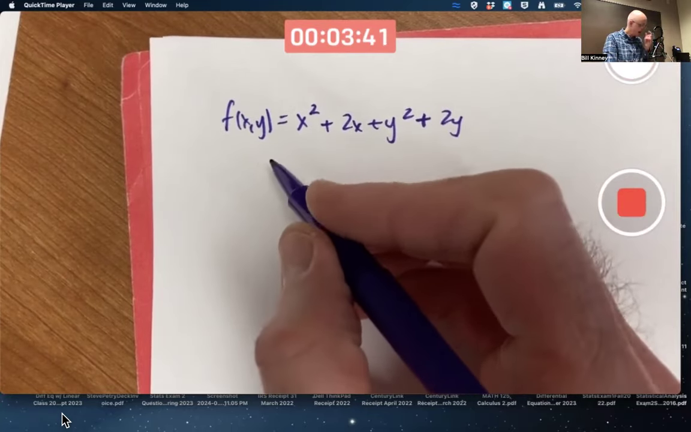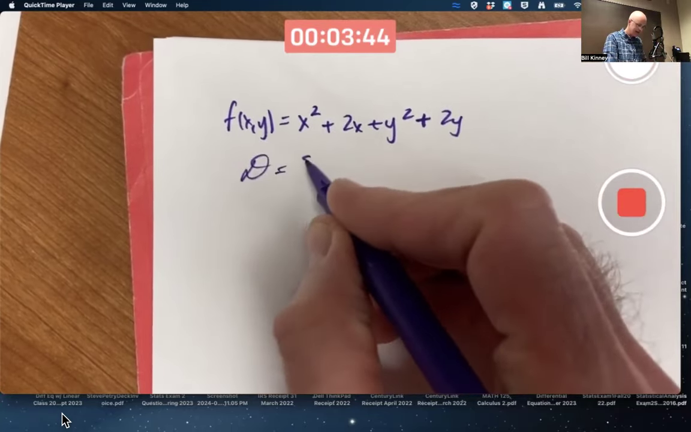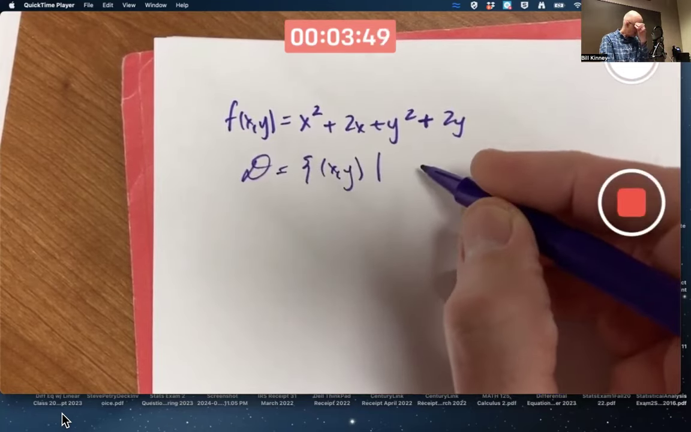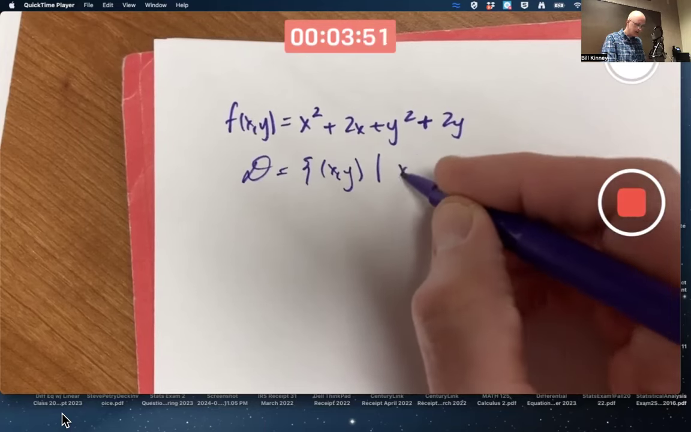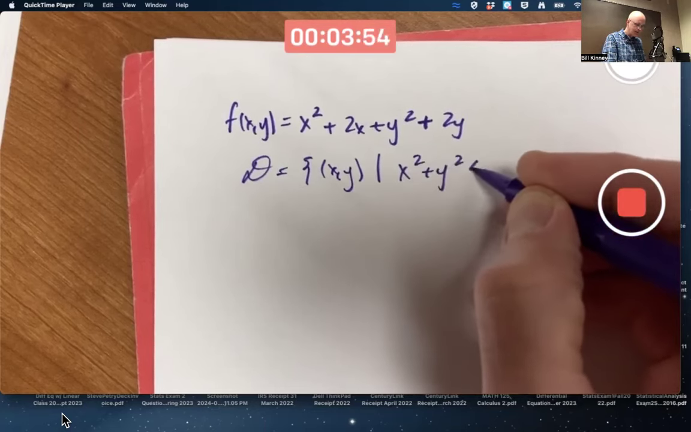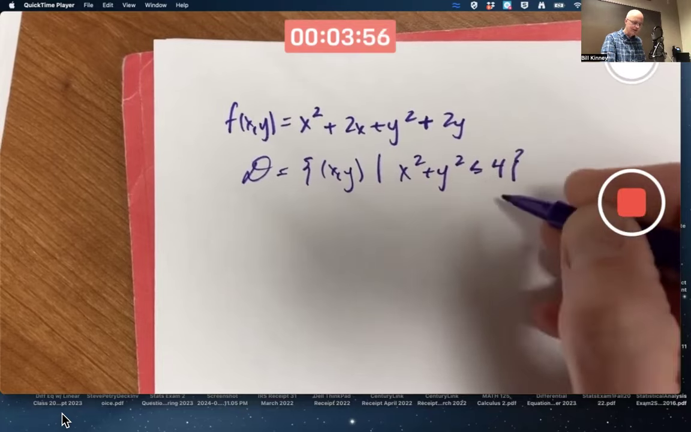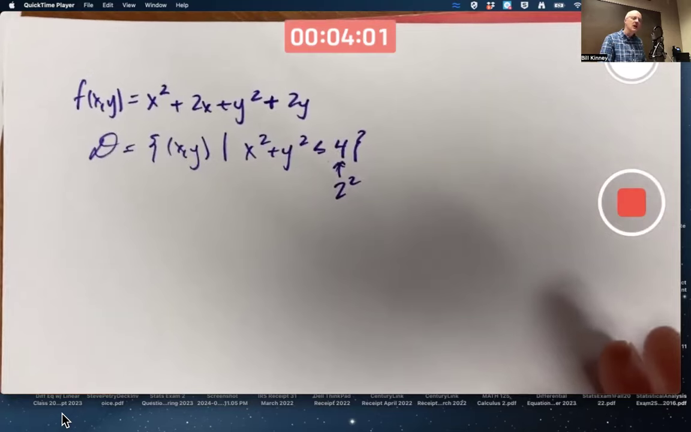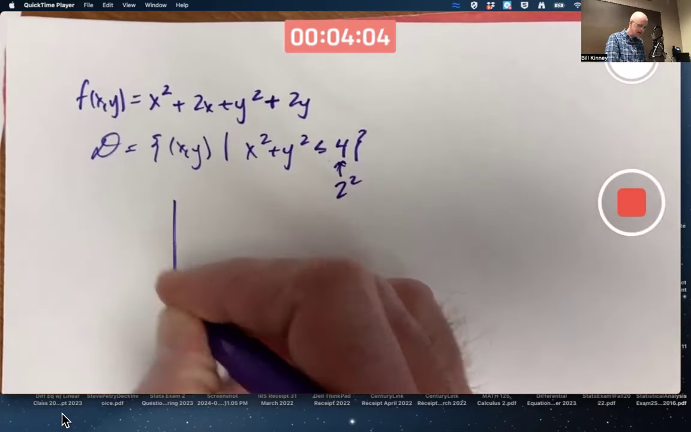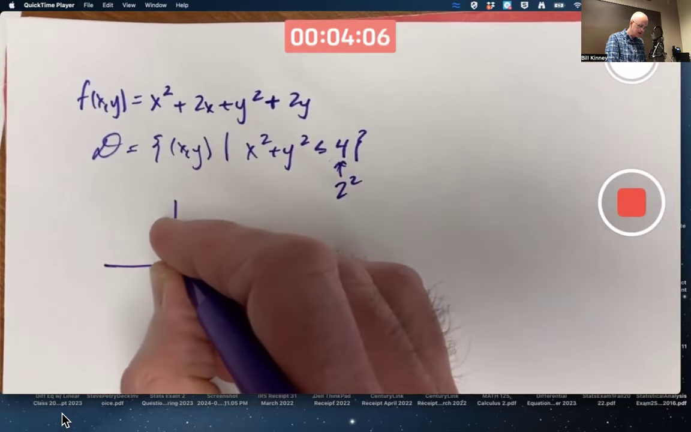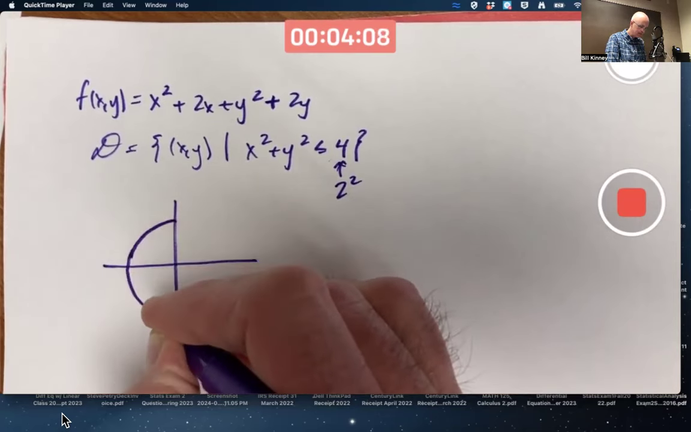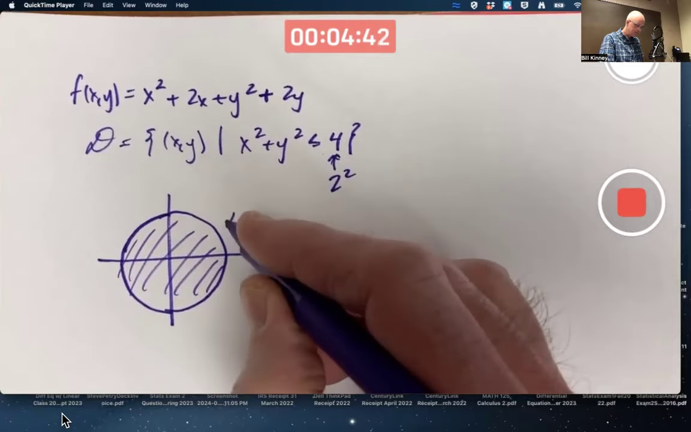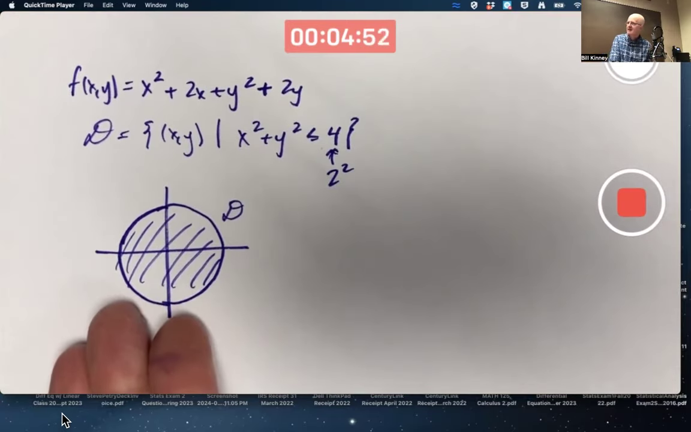The domain we're considering is everything inside the circle of radius 2 centered at the origin. So you could write that with set builder notation like this, where 4 is 2 squared. So this would be the closed disk of radius 2 centered at the origin. So there's D. In this case, this is a closed and bounded domain.